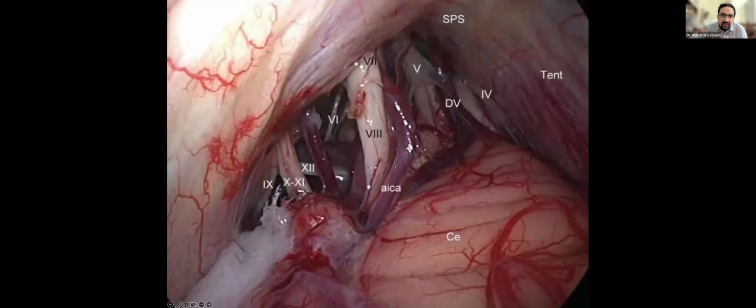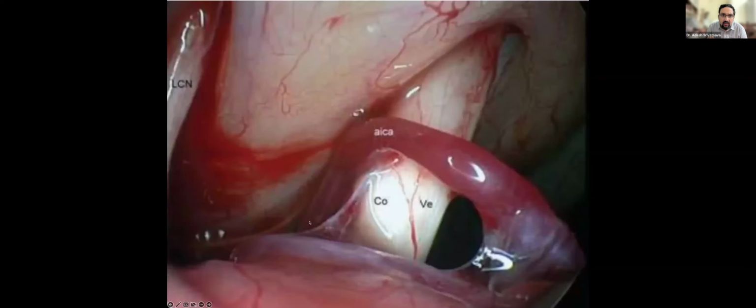This is the middle component of the CP angle, which has the 7th and 8th nerve complex along with the anterior inferior cerebellar artery. And finally, this is the lower cranial nerve portion where one can appreciate the 9th, 10th, and 11th cranial nerves going into the jugular foramen, and more medially you have the hypoglossal foramen into which the 12th nerve goes. And obviously there is the PICA, which is currently hidden in this case, not seen.